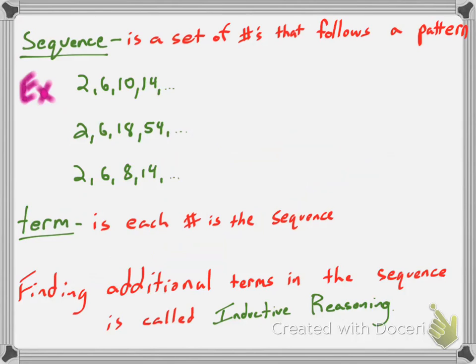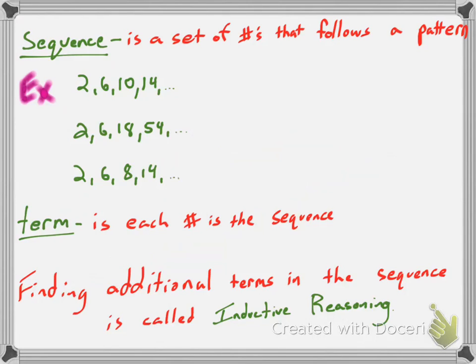Now, a sequence has certain things that are involved, like the term. A term is each number inside the sequence. So, like the 2 is a term, the 6 is a term, the 10 is a term, the 14 is a term. And we also name those terms. So like the 2 would be the first term. The 6 would be the second term. The 10 or 18 or 8 would be the third. And the 14, 54 or 14 would be the fourth term.